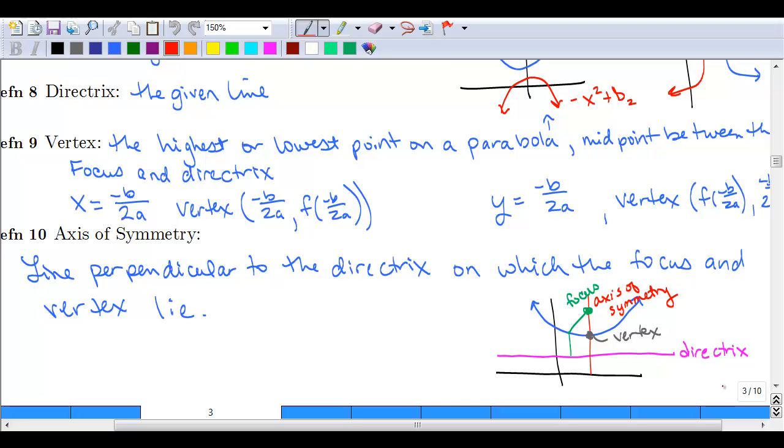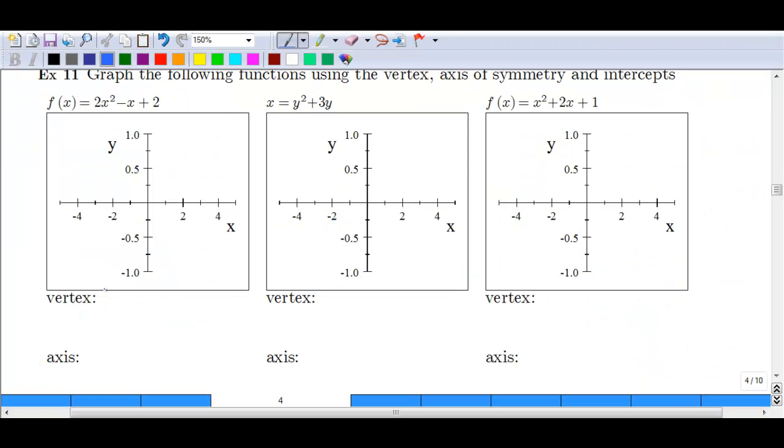So now we're going to take a look at how we can use this information to draw some graphs. So in this case, we've got an x squared equation, so our vertex is going to be at negative. Again, a is 2, b is -1, c is 2. So we've got negative, -1 over 2 times a is 2. So it ends up being 1/4. And if we plug that back into our formula, we end up with a point. Again, you could convert that to a decimal if you wanted to, 0.25.